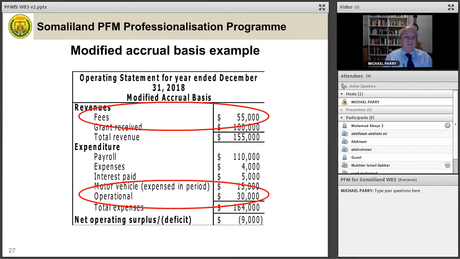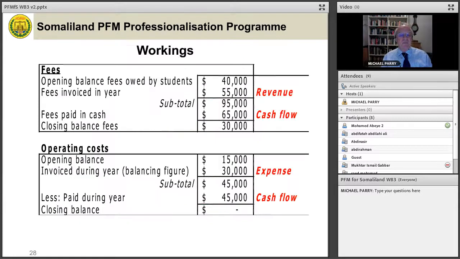operating statement. Now this shows your revenues, but you now show your revenues on an accrual basis. I'll show you how that's calculated in a moment. And you also show your motor vehicle, which is expensed in the period, and operational expenses on an accrual basis. I don't need to explain the motor vehicle. You know what I mean by that. It's a liability at the end of the period, not a cash outflow, but you did purchase in the period, so you do show it in the modified accrual basis because you've incurred the liability.